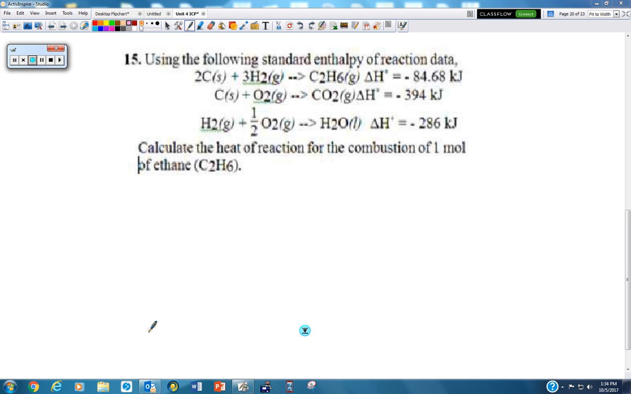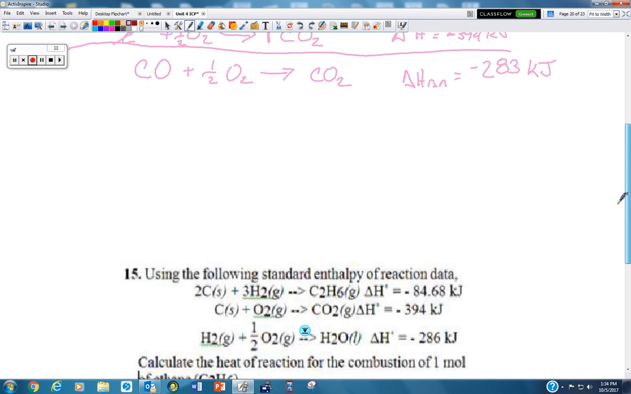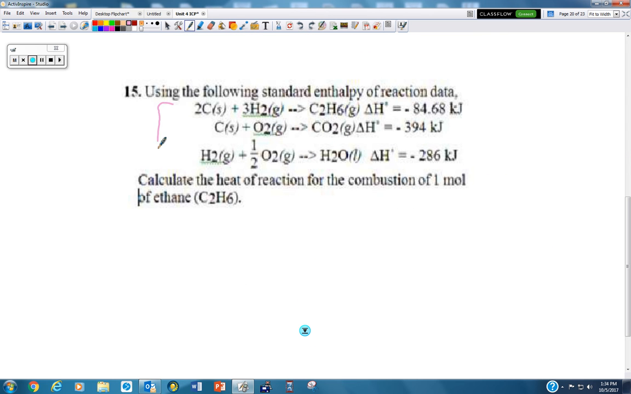So in order to get you a little more comfortable doing this, and to give you some practice, look at number 15. What's different about the setup of number 15 from the last one? What don't we have in this question? There's more steps in our formation table, but we don't have a goal equation. So since we don't have a goal equation, we have to write the goal equation.